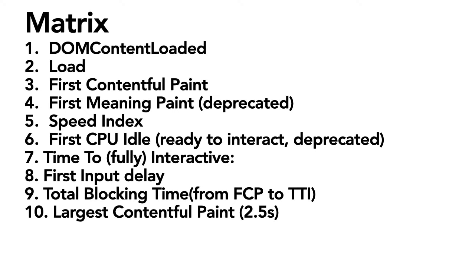And then time to fully interactive. Well, ready to interact doesn't mean that we can interact fully, because some of the nodes are not rendered, right? The event listeners are not fully attached. Ready to interact means some of the nodes could be interacted with, I think. And then first input delay means when the user first interacts with our application, how long it waits before the application responds, right? When you tap a button, the first tap, how long will it take before it shows something?